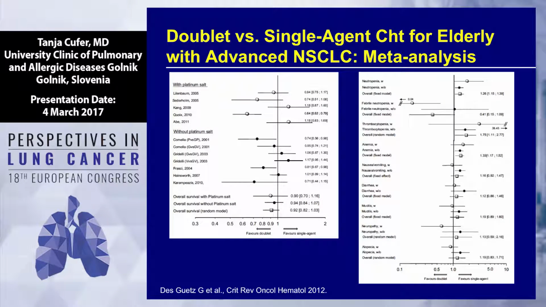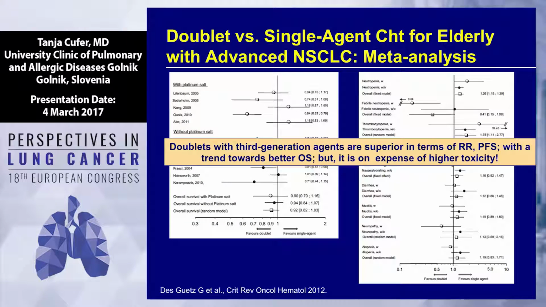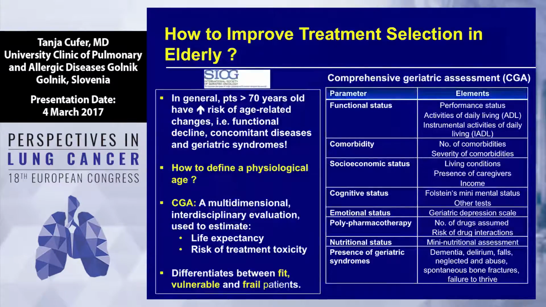For the elderly, a meta-analysis has also been performed. In this meta-analysis, the results are quite dispersed. But for platinum doublets, more or less, we can see that maybe doublets could be favored, but again, at the cost of toxicity. To conclude, doublets are better for performance status 2 and elderly patients, but toxicity is still a concern.